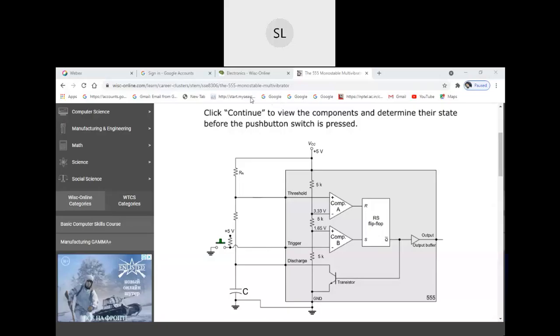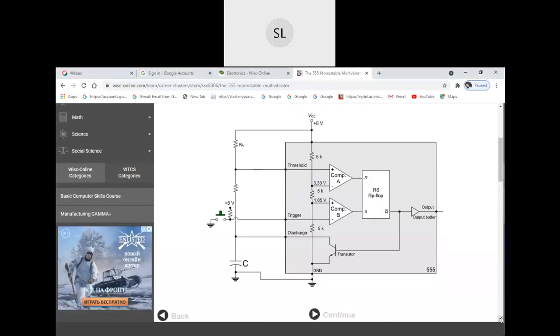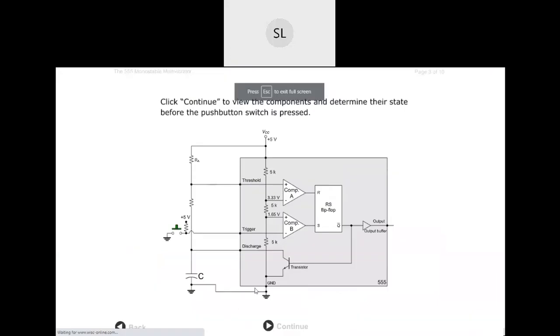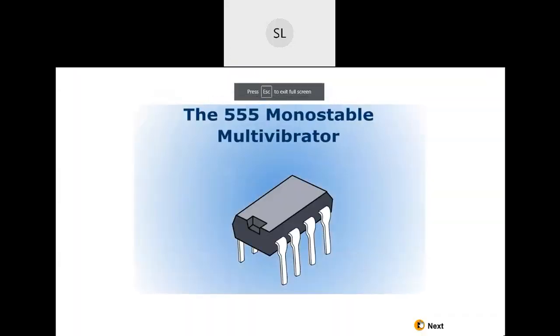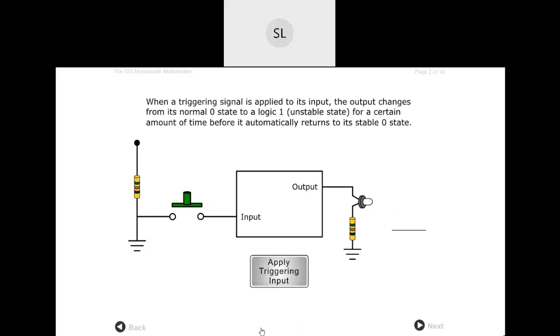Okay. So as you can see here, this is the circuit arrangement for the monostable multivibrator. So at pin number 2, we are going to apply some triggering signal here. So it is basically a one-shot multivibrator which has got one stable state and its output is normally at logic 0. So once we apply the triggering input, the output will be high. Okay.